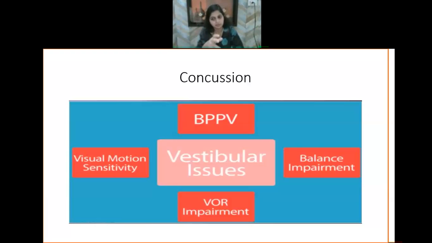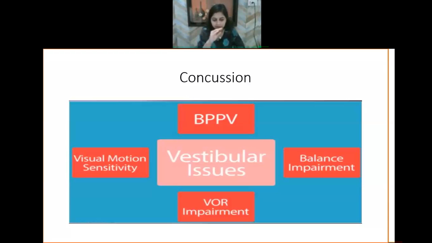So if we treat those symptoms, it might be VOR impairments, it might be nystagmus, it might be visual motion sensitivity, it might be balance issues post concussion, but it falls under vestibular rehab and we are able to assess that and treat them. So there is a definite role of VRT in concussion.